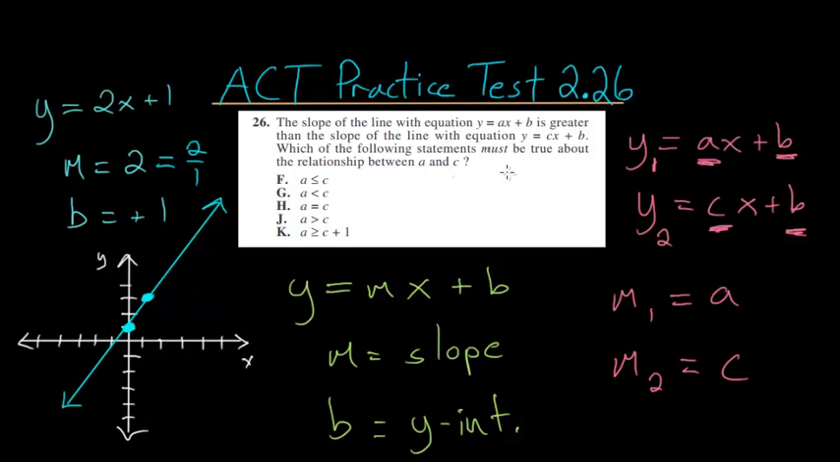What this problem tells us is that the slope of this first line is greater than the slope of the second line. Or in other words, this value of a has to be bigger than this value of c. So in conclusion, we can write that a is bigger than c, and you can see that choice letter J would be our final answer here.